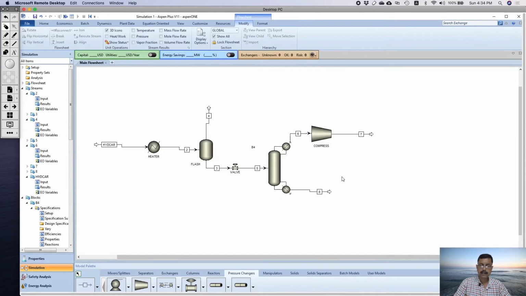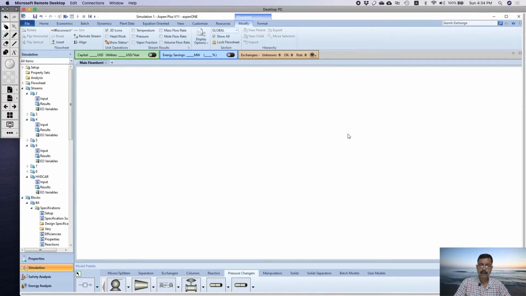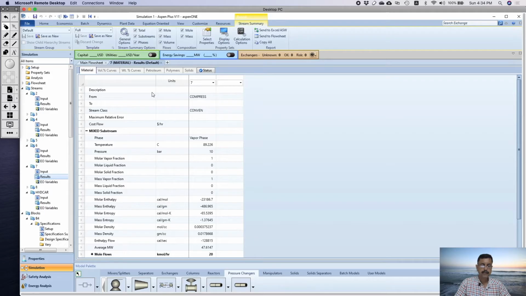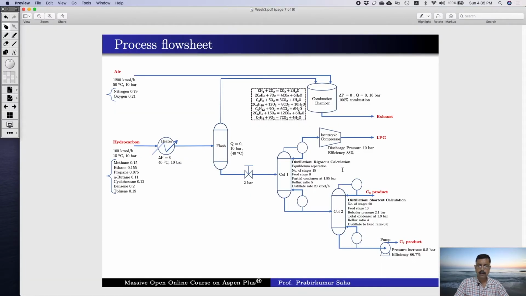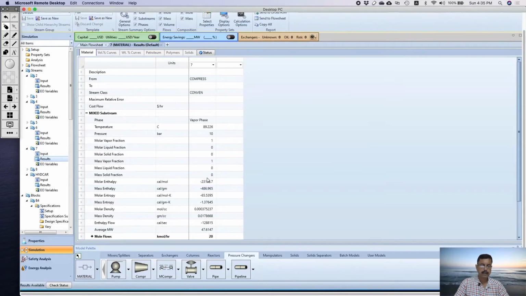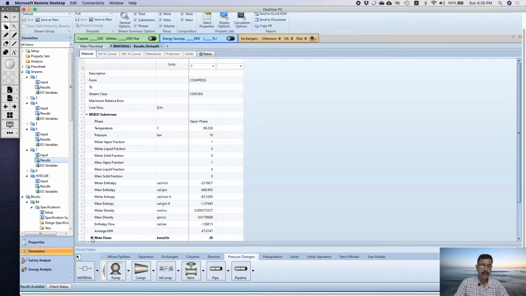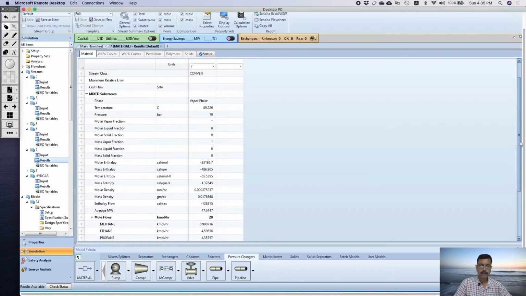And let us check the results. Here, see the results. We have molar flow rate of 20 kilomoles per hour. That is exactly what we wanted. We wanted 20 kilomoles per hour distillate rate, which exactly it is. But we are interested to know what is the composition of LPG, right? So we go here again and check the individual composition.